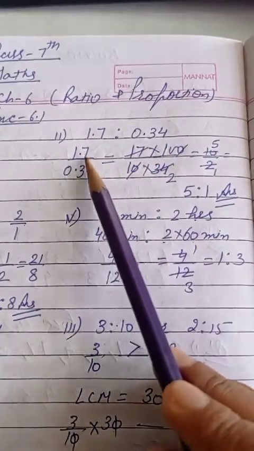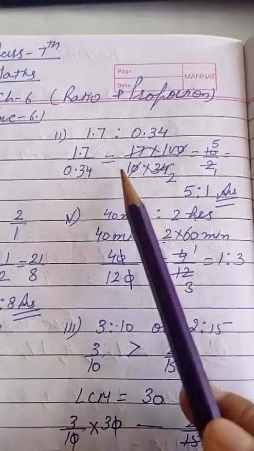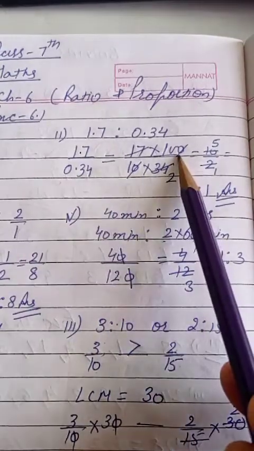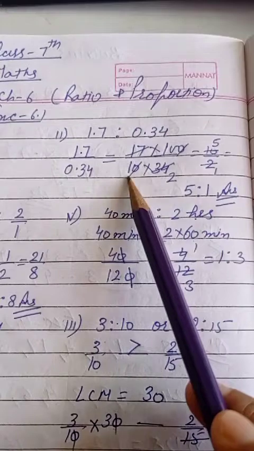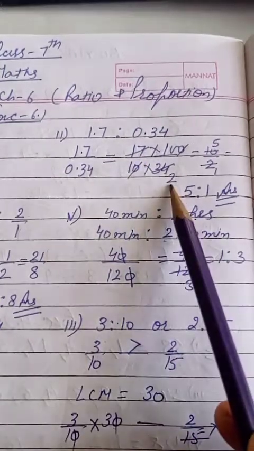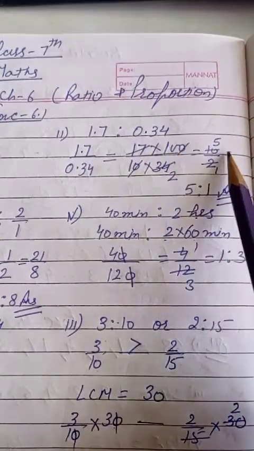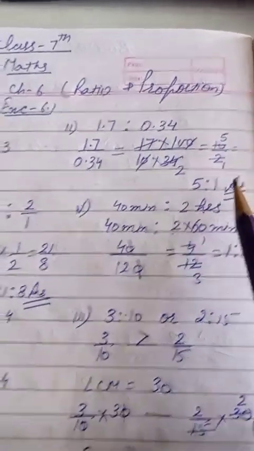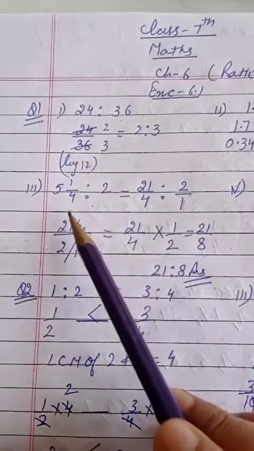1.7:0.34. Write it like this. Remove the decimal of 1.7, you will get 10 here. When you remove the decimal of 0.34, you will get 100. The 10 will get cancelled with this. 17 twos are 34 and 10 divided by 2. It can be cancelled with the table of 2. 5:1 is your answer. Next, a mixed fraction is given.